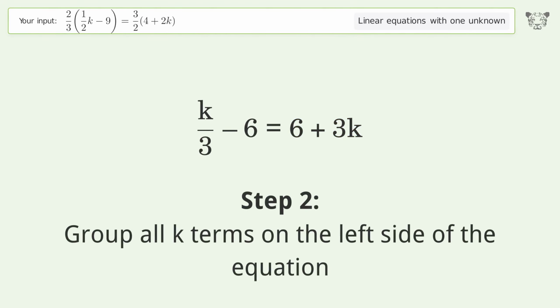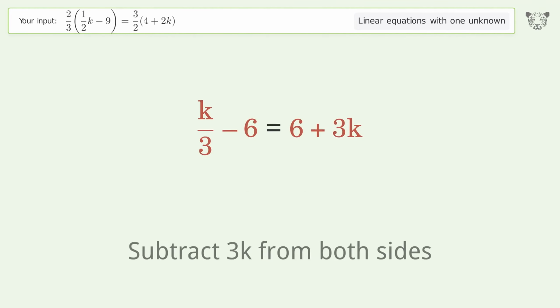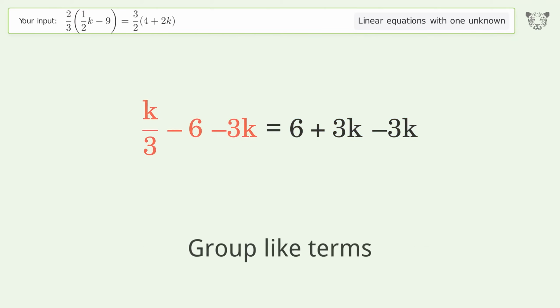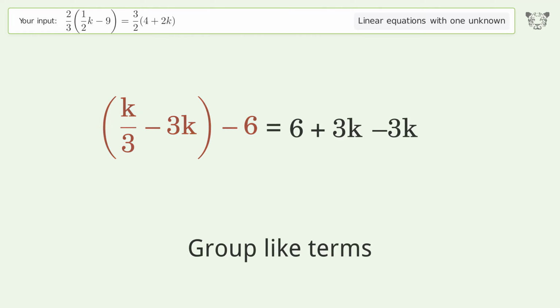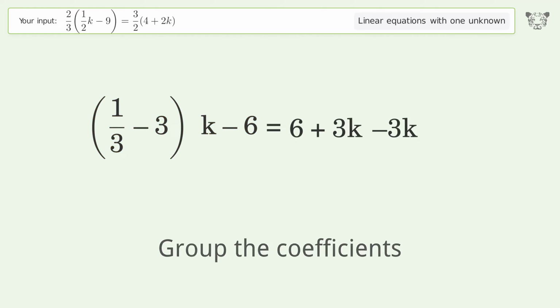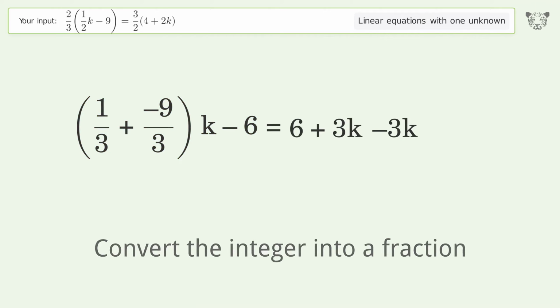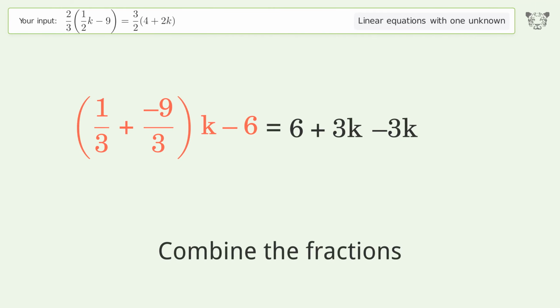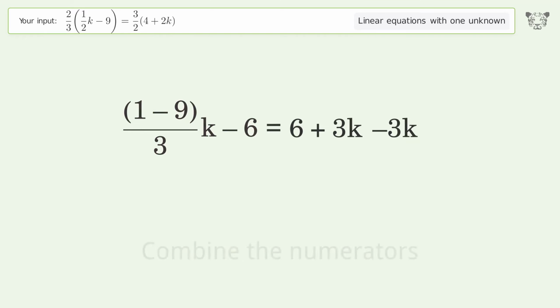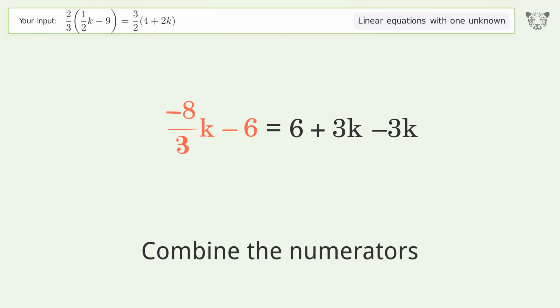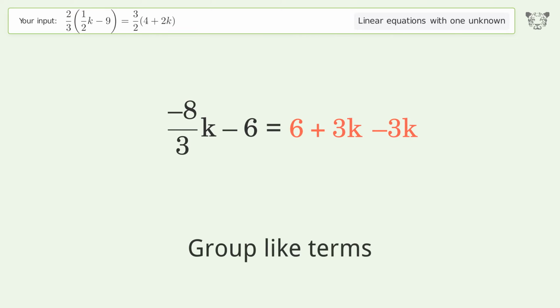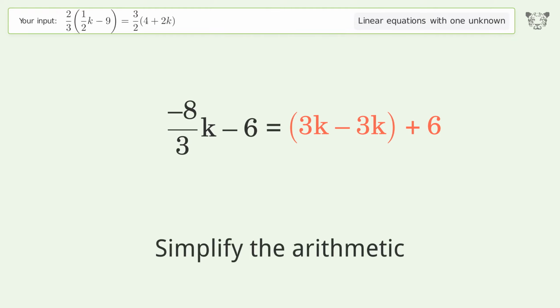Group all k terms on the left side of the equation. Subtract 3k from both sides. Group like terms. Group the coefficients. Convert the integer into a fraction. Combine the fractions. Combine the numerators. Group like terms. Simplify the arithmetic.